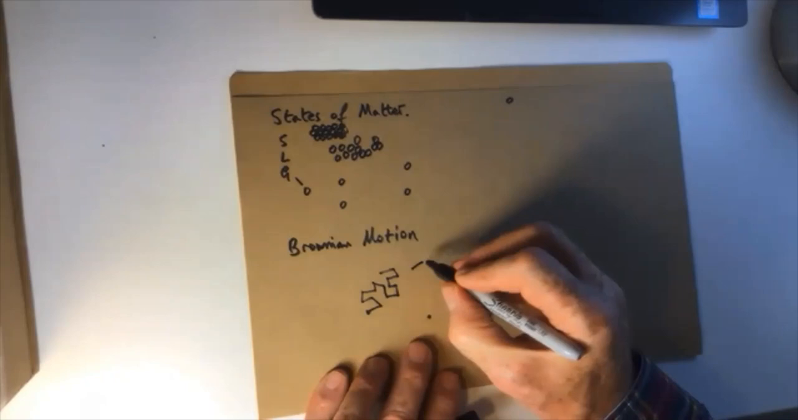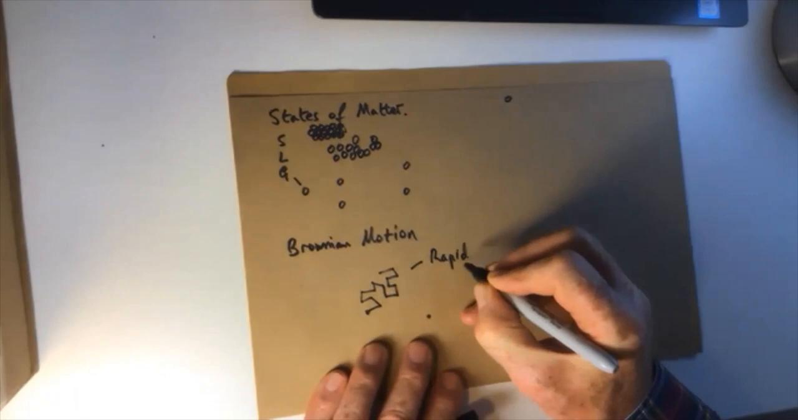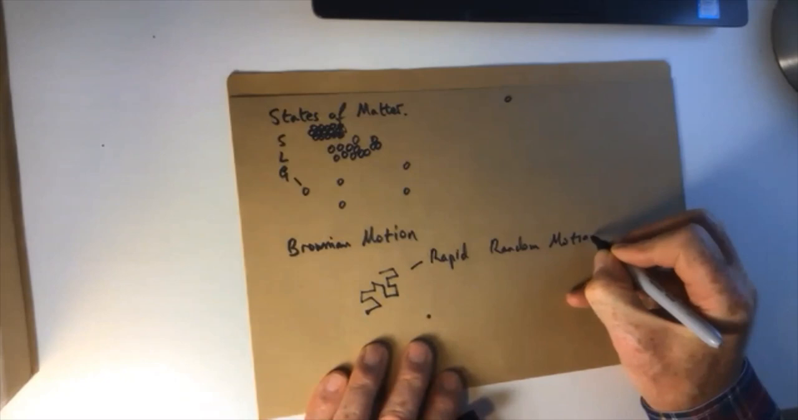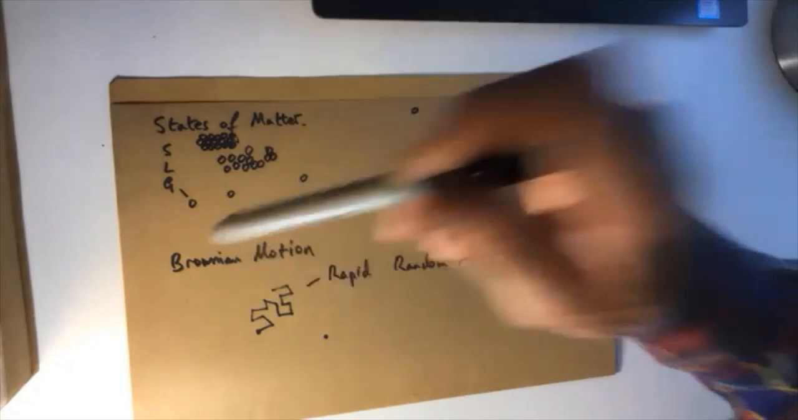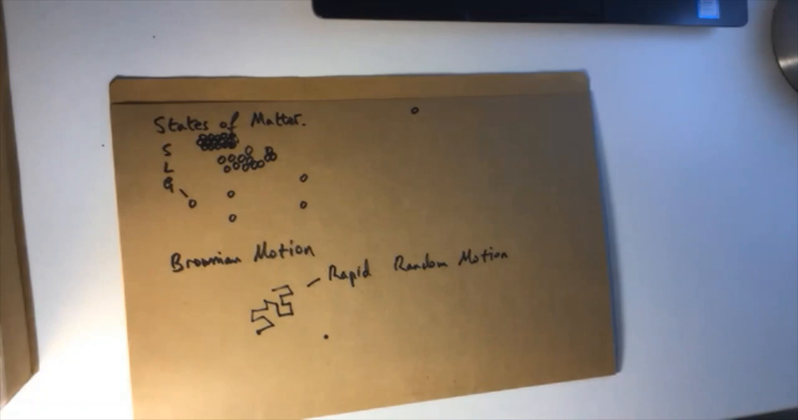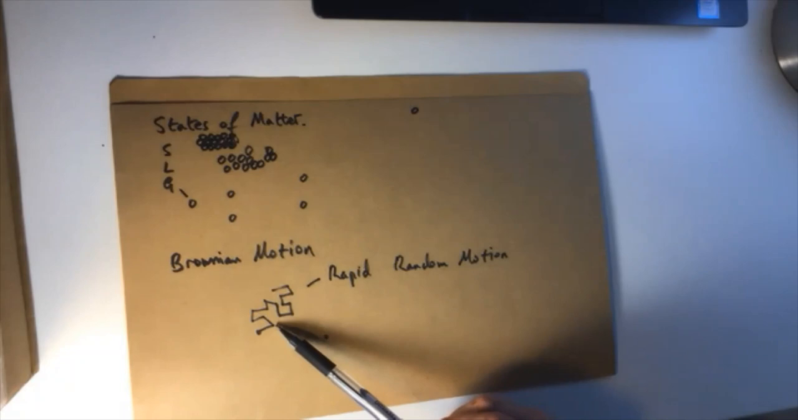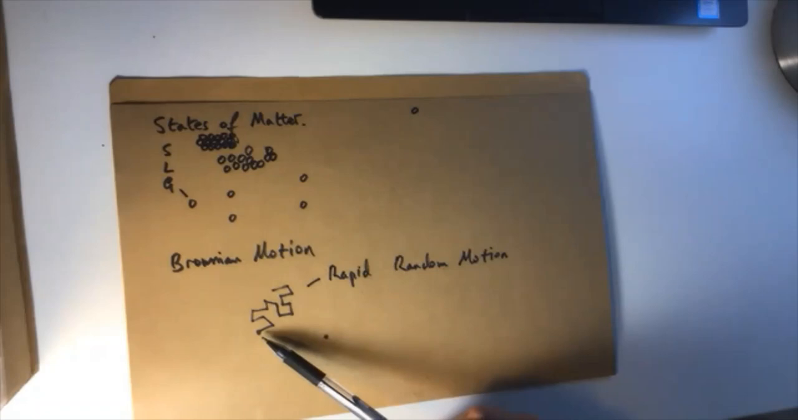It's got rapid, random motion. He said, wow, those pollen grains have got rapid, random motion. And his name was Robert Brown, so we called it Brownian motion after the chap who was studying it. This is a Victorian thing. And what he figured out was this: the pollen grains were massive, but they were being hit by the water molecules. And the water molecules were much, much smaller than the particles that they collided into.